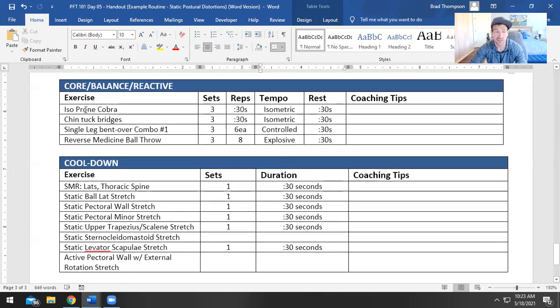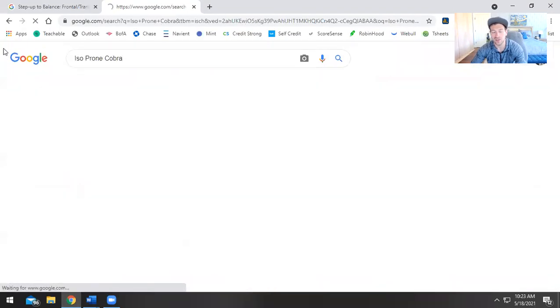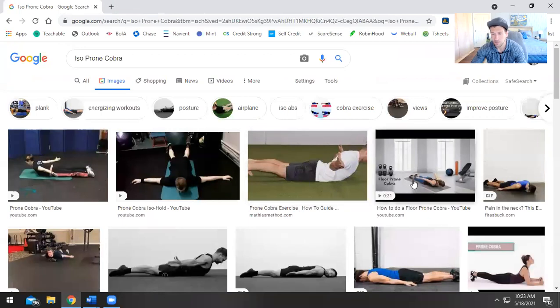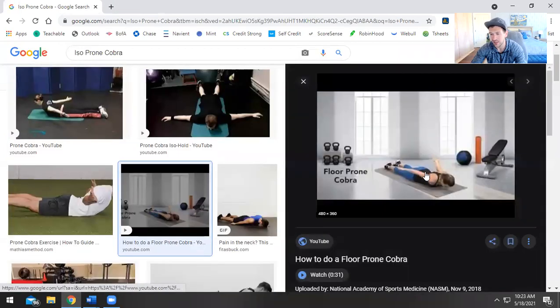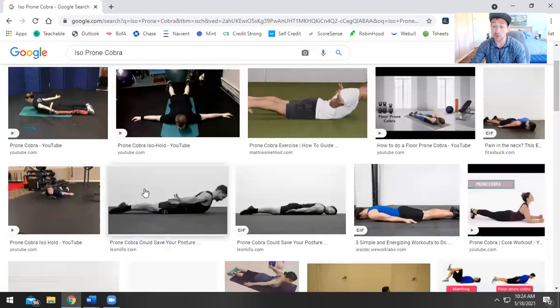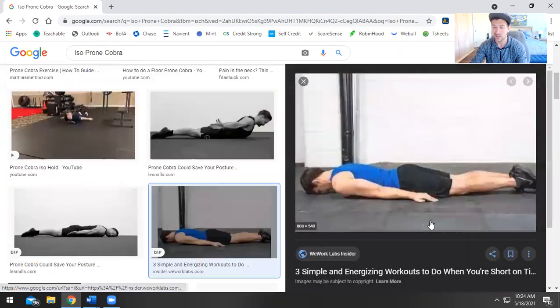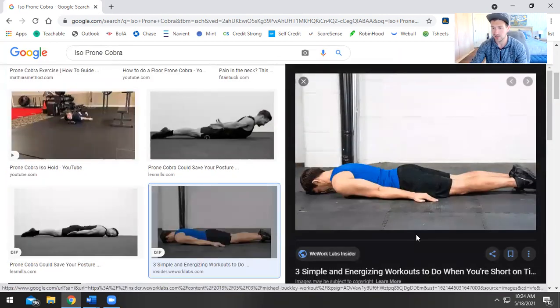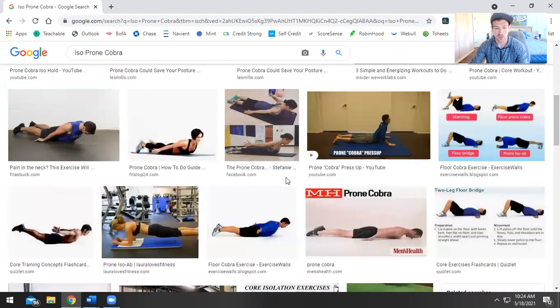For strengthening, again, isoprone cobra works really good here, right? The isoprone cobra, we look at it, it looks more like a low back exercise. But remember, this is actually strengthening your lower traps because you are pulling your arms down and back into shoulder retraction. So isoprone cobra is a really good upper back exercise as well as lower back exercise, right? He's not coming very far off the ground, but it's close.